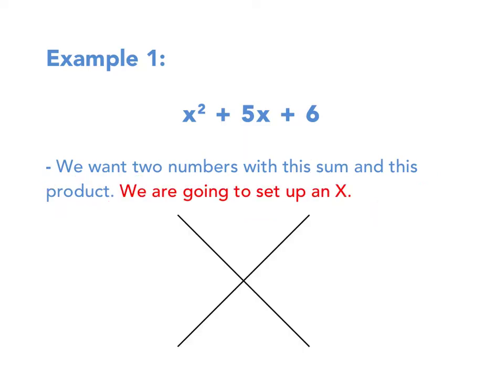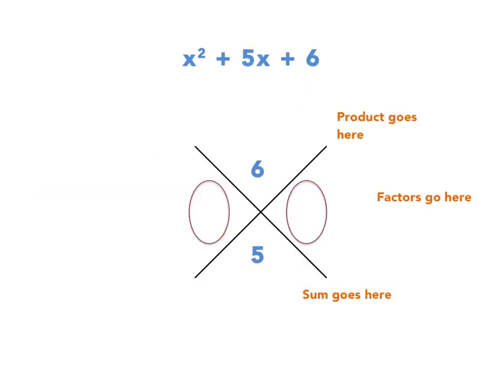So to do this, we're going to set up an x. So write down your x, and then what you want to be your product, put at the top, and what you want to be your sum, put at the bottom. So make sure you get that down, and we're going to look at why we're doing this now. So the product goes here, as you can see. The sum goes here, as we already put. And then the factors are going to go here and here.